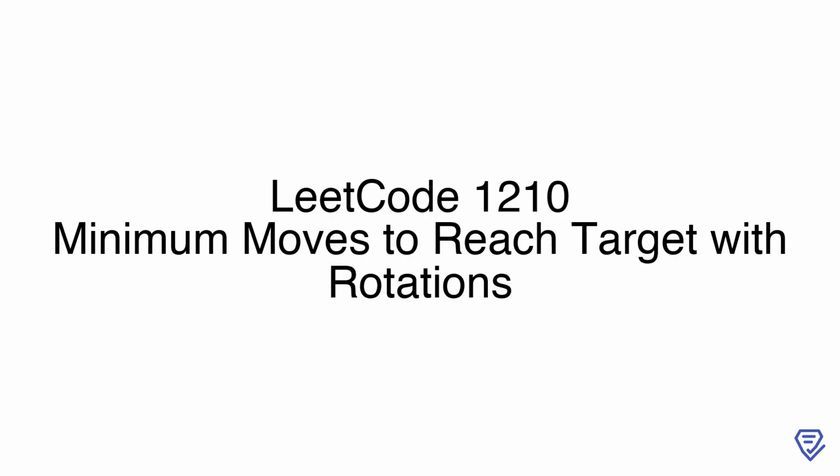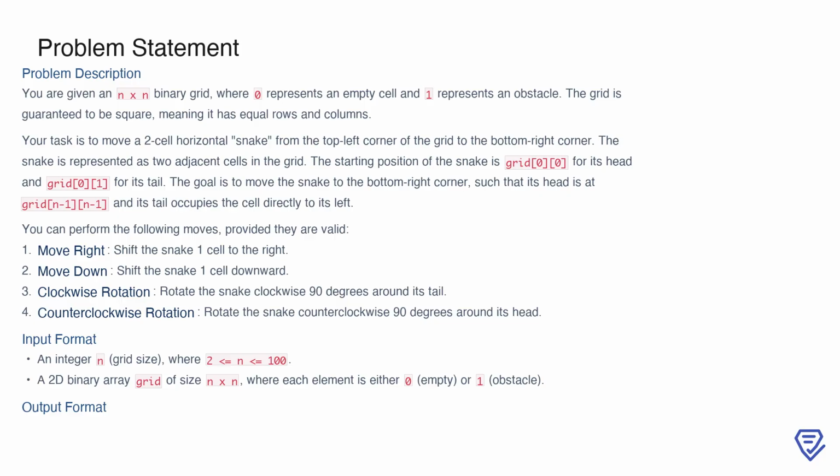Let's dive in. In this problem, you're given an n×n binary grid where each cell is either empty, represented by 0, or contains an obstacle, represented by 1. The task is to navigate a two-cell horizontal snake from the top left corner of the grid to the bottom right corner. The snake starts with its head at grid (0, 0), and its tail at grid (0, 1). The goal is to move the snake so that its head ends at grid (n-1, n-1), and its tail occupies the cell directly to the left at grid (n-1, n-2).